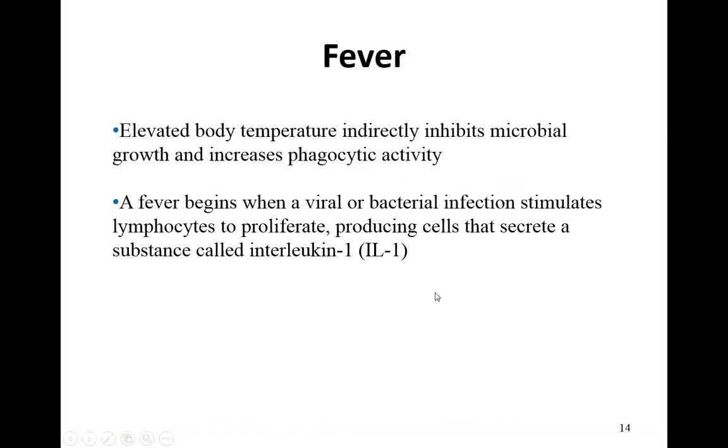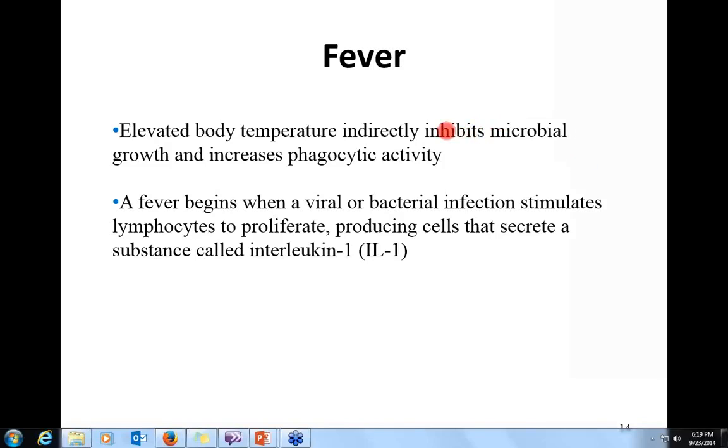Fever. This is basically an elevation in body temperature. This does 2 things. It inhibits microbial growth, and also it increases the activity of phagocytosis to a point.